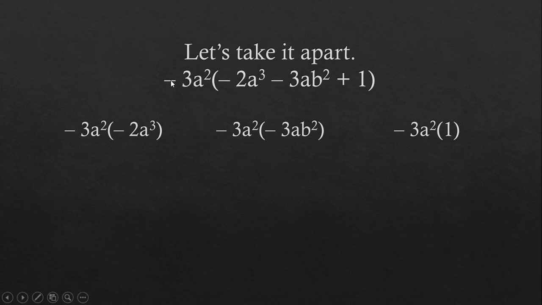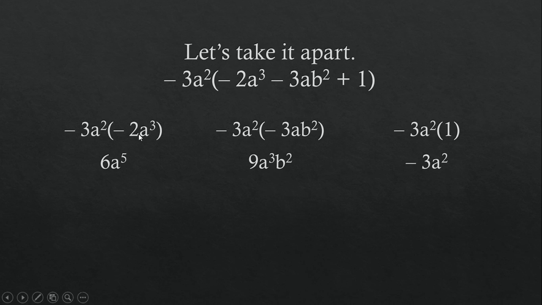So we multiply the negative 3a squared times each of those terms, and each of those terms is down here. Now this 2a cubed has a negative sign in front of it. It's got to carry over. Same with this term. It's got a negative. This one has a positive. We don't need to show the positive. We can assume that it's there. So we're going to take all of these apart.